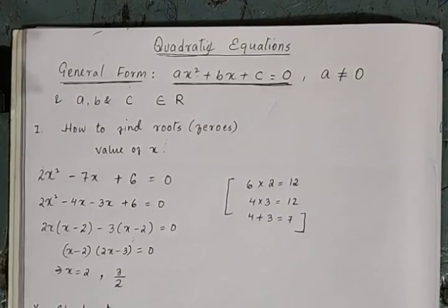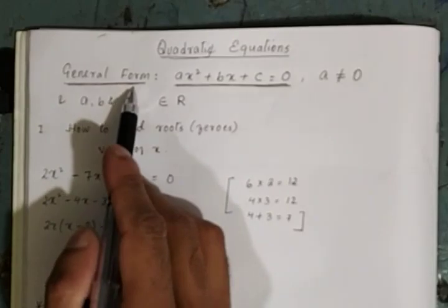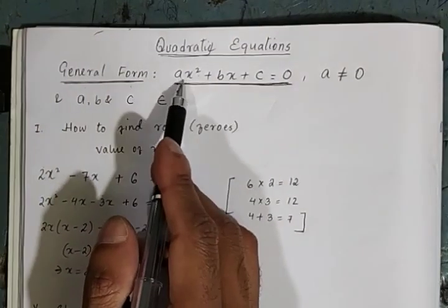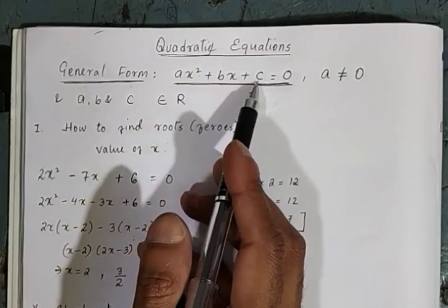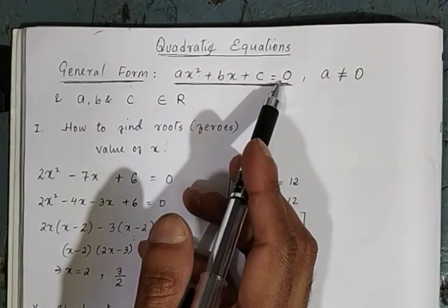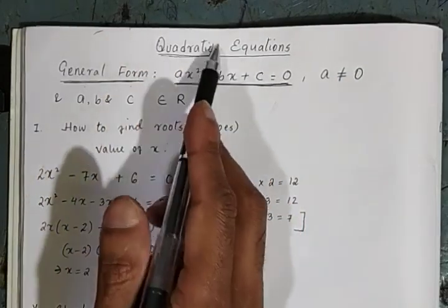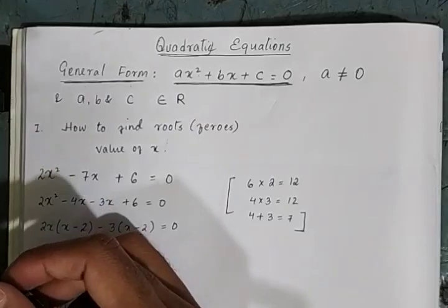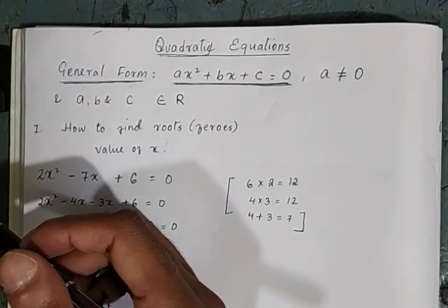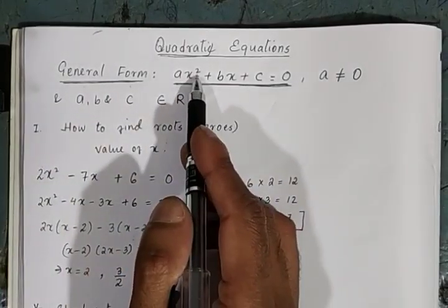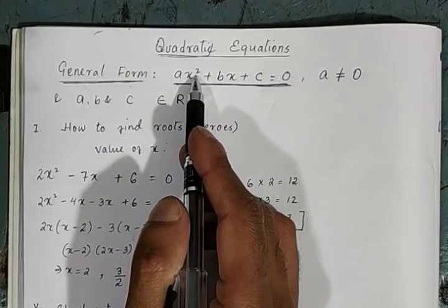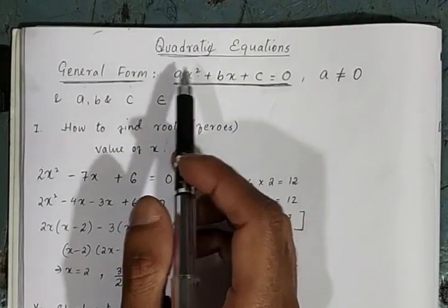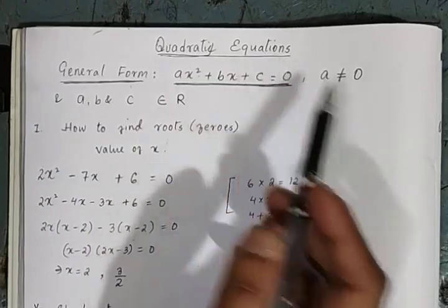Alright, let's start with quadratic equations today. So this is the general form of a quadratic equation: ax² + bx + c = 0. A quadratic equation means the highest degree, or the power, should be 2. See, the highest power is 2. So whenever the highest power is 2, it is called a quadratic equation.